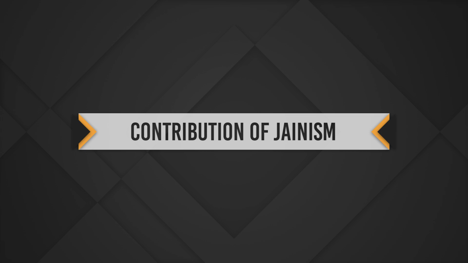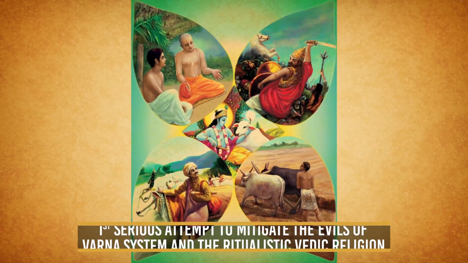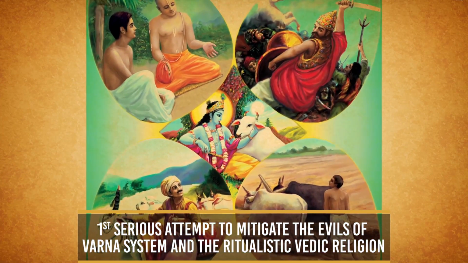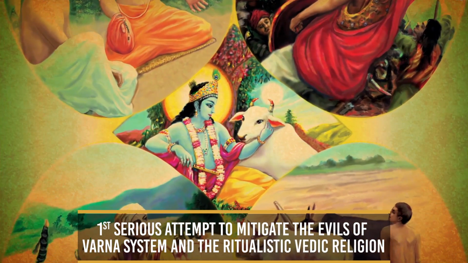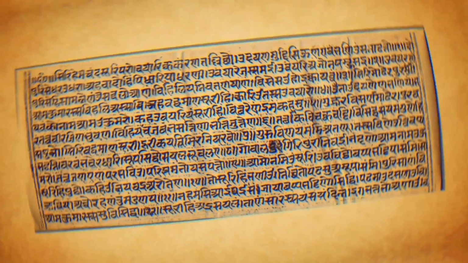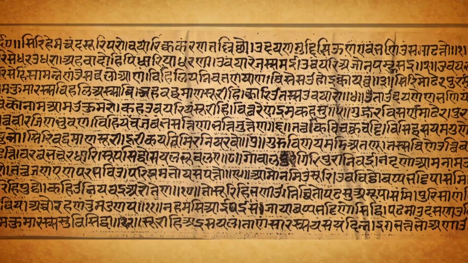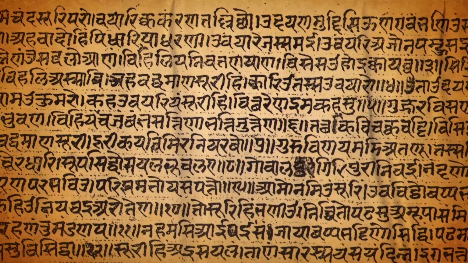Contributions of Jainism. Jainism was the first serious attempt to mitigate the evils of the Varna system and the ritualistic Vedic religion. The early Jains discarded Sanskrit and adopted the Prakrit language for preaching.